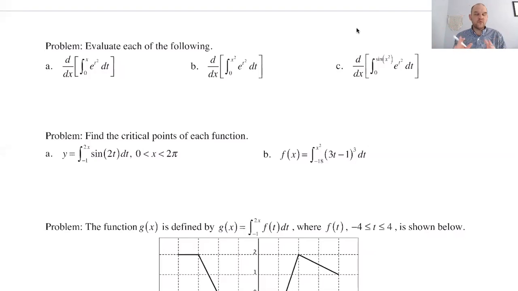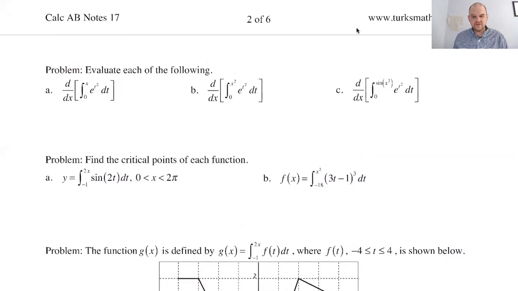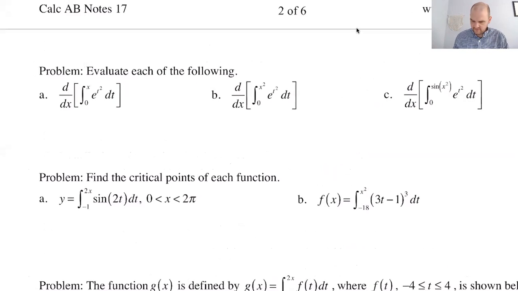So that lower bound will change the values of the function, but it won't change the derivative of the function. So it won't change the rates of change and things like that. So let's actually use the second fundamental theorem and see if we can figure some of these out.